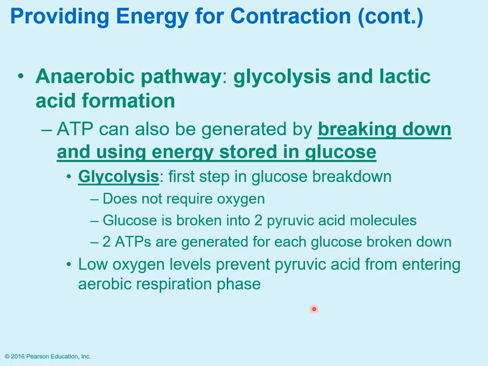If oxygen is not present, then the pyruvic acid will move into, it's kind of like a fork in the road. You either go right or you go left. If oxygen is not present, then it has to go the anaerobic pathway, which is fermentation. If oxygen is present, then it will go the aerobic pathway, which will generate a whole lot more ATP. It's much more efficient. But if it's not there, you can't do anything with it.